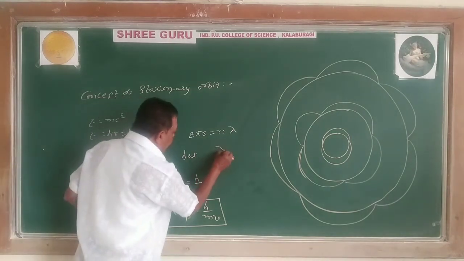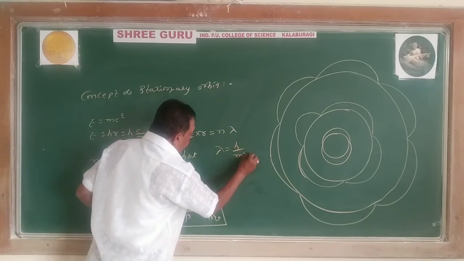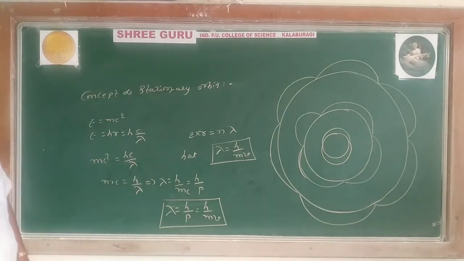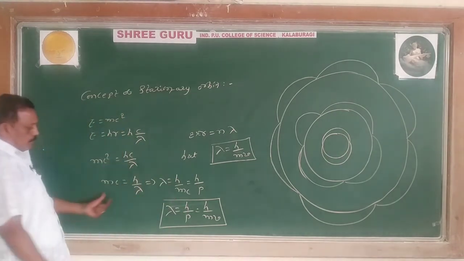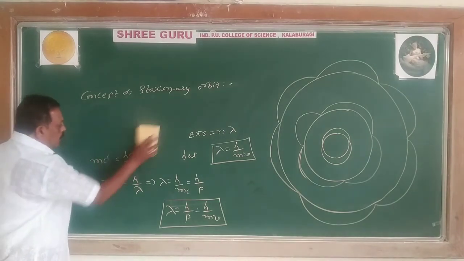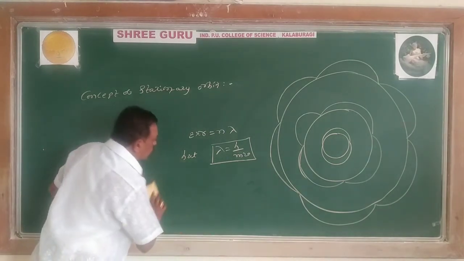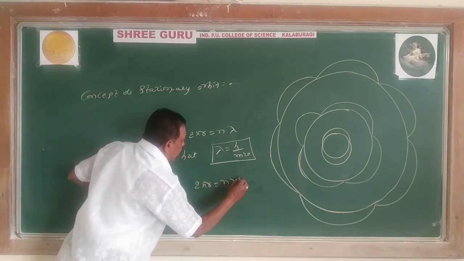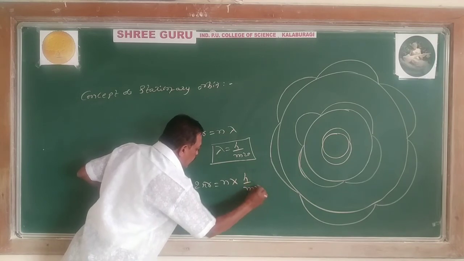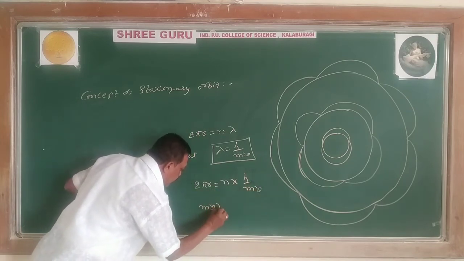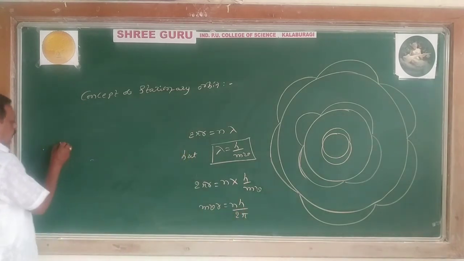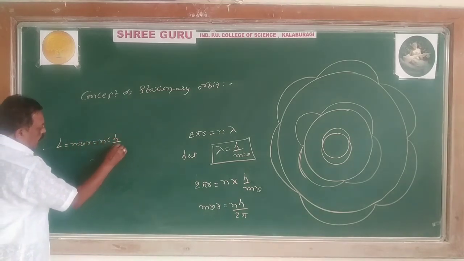So lambda equals h by mv. Listen to me, this is my concept. If I take the equation 2 pi r equals n lambda, and substitute lambda as h by mv, then I make the cross multiplication and the systematic arrangement: nh divided by 2 pi. Then I can say that the angular momentum L equals mvr is equal to an integral multiple of h divided by 2 pi.